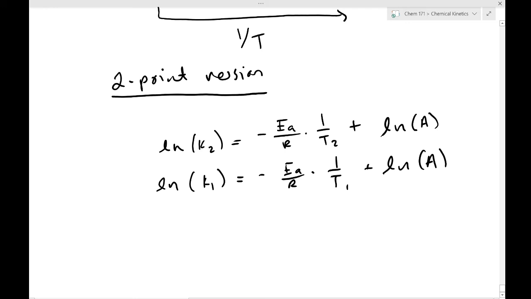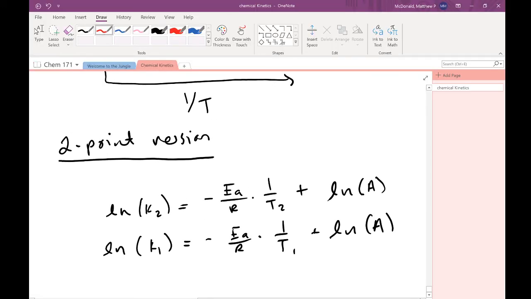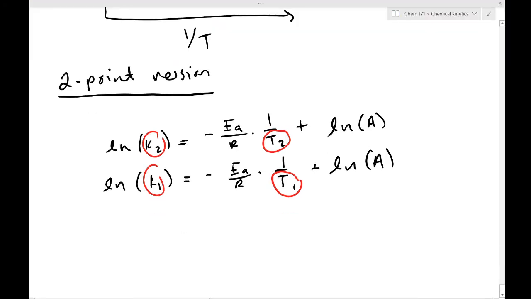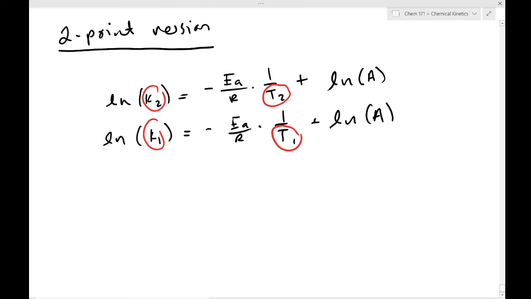Okay, so these two points are simply measuring the rate constant at two different temperatures. So that's all we did here for this experiment: we did two experiments. We measured the rate constant at two different temperatures. Okay, now we want to combine them together and see what we can get out of this.